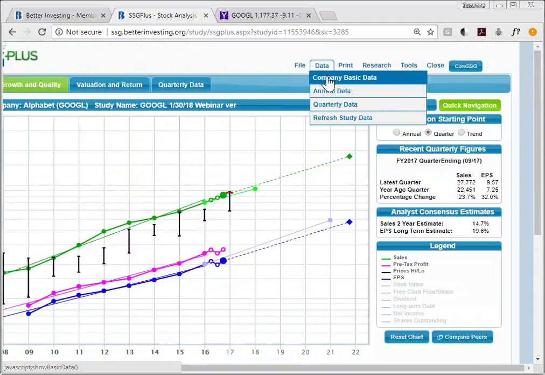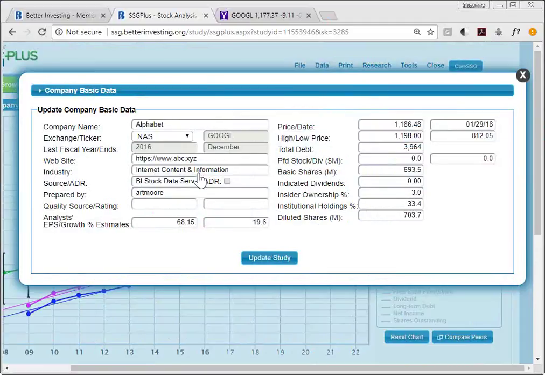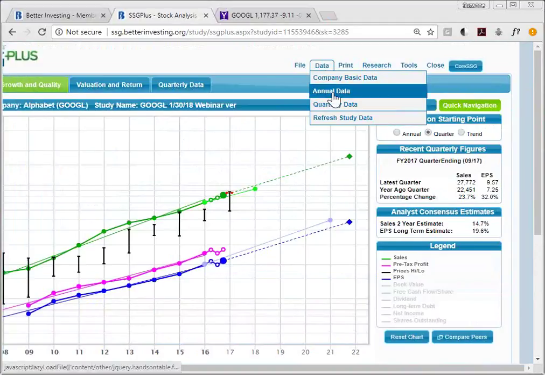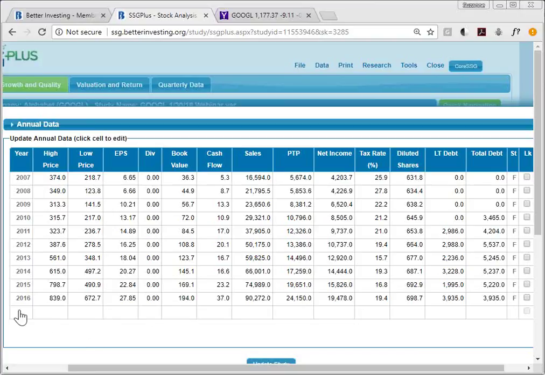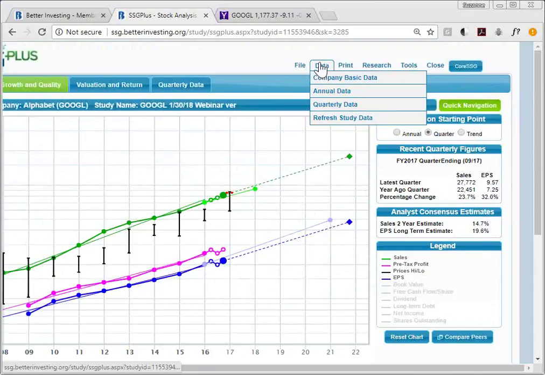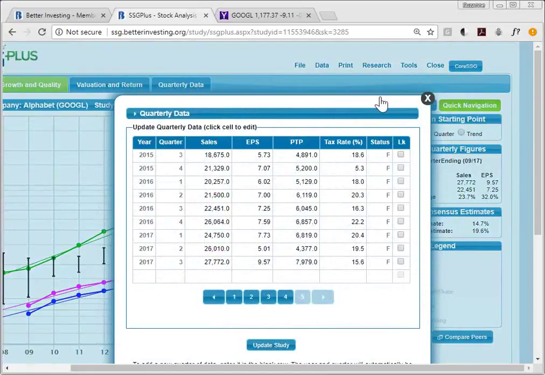Data. You can look at the company basic data, and these are things like, you know, the website, the price date. You can actually manually change the price and the price date if you wish. So you can change anything that will allow to be changed, and it will save it with your study. You can change the annual data. You can add a year of annual data. You can change quarterly data or add to it.